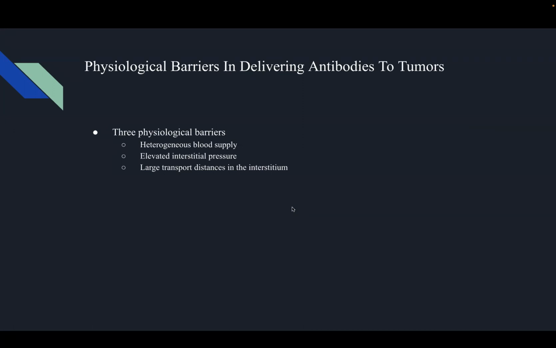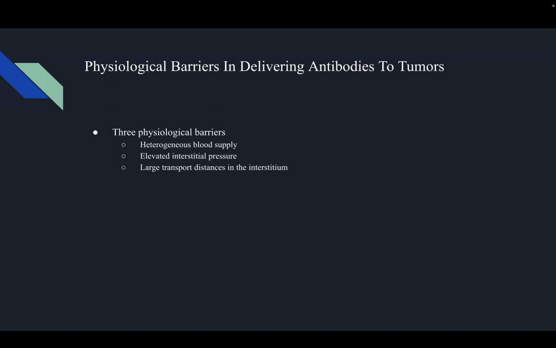And then we do have three physiological barriers in delivering antibodies to the tumor. When delivering antibodies and other macromolecules to tumors, the first is heterogeneous blood supply, which limits delivery of blood-borne molecules to well-perfused areas. The next is an elevated interstitial pressure, which will reduce extravasation of fluids and macromolecules. It also affects readily outward convection, which opposes inward diffusion, which just means that we will have a decrease in the amount of antibodies and macromolecules that will be able to even be delivered to the tumor.